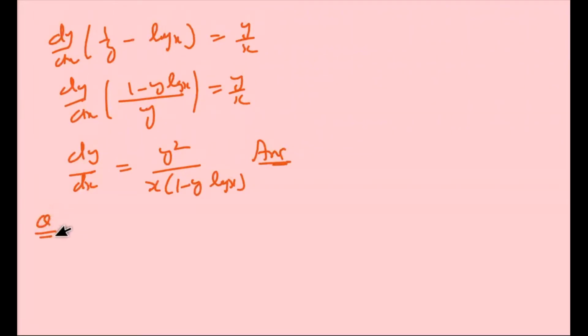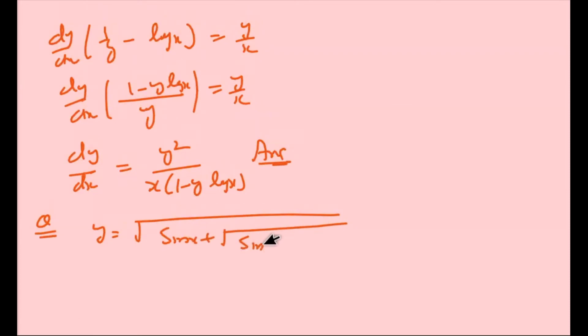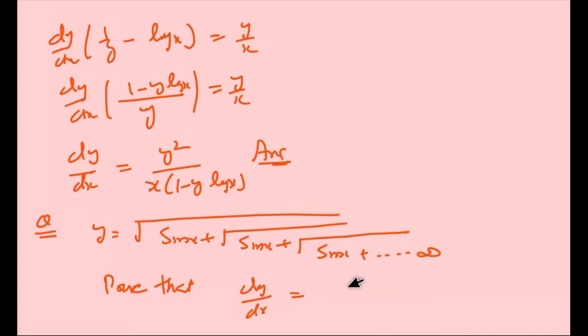We will do some more questions. Y equal to under root sin x plus under root sin x plus under root sin x plus dash dash dash up to infinite. Okay, so prove that dy by dx equal to cos x upon 2y minus 1.